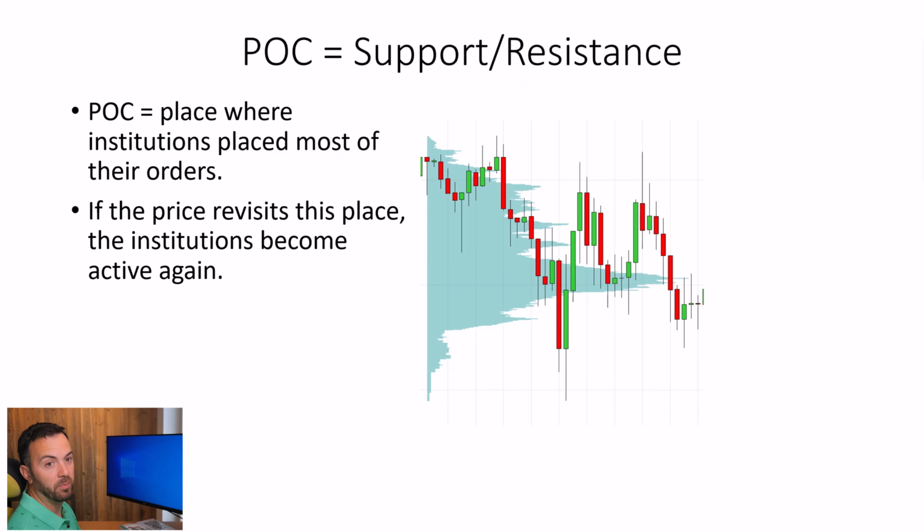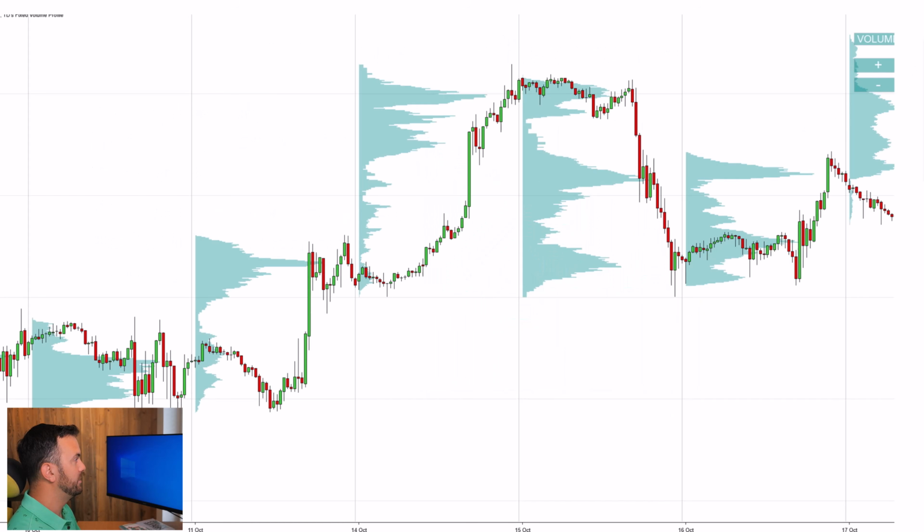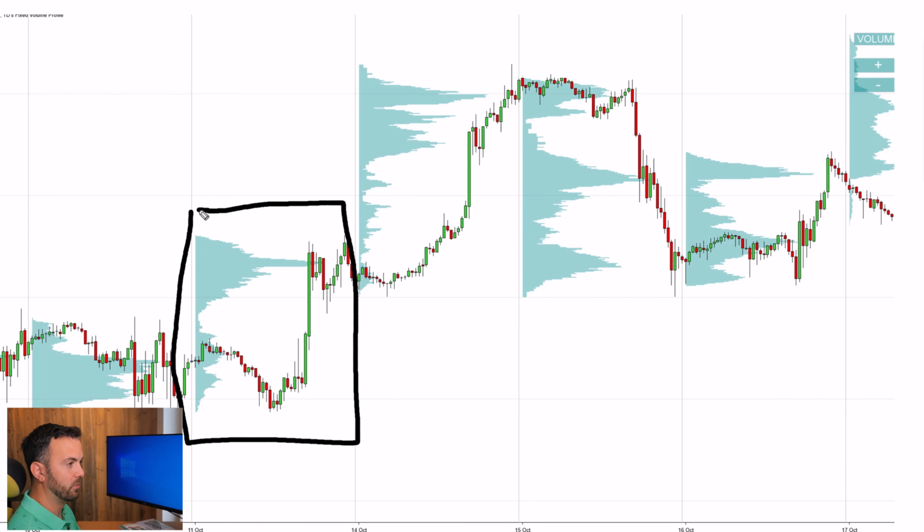So basically the logic behind what I'm going to show you is institutions defending the place where they were active before, which is the point of control. Okay, so let me show you a long trade scenario. Let's take a look at this volume profile. It has a very nicely visible point of control, which is right here, this level. That's the point of control.